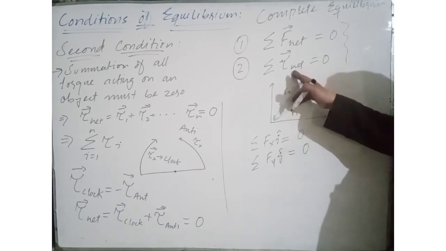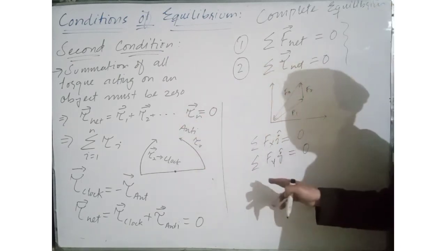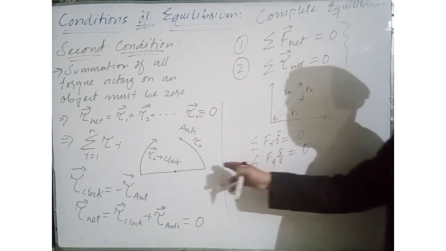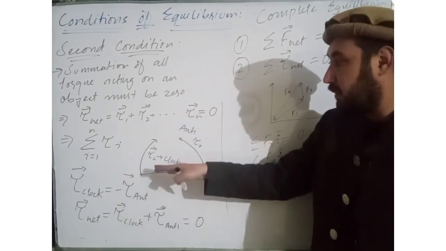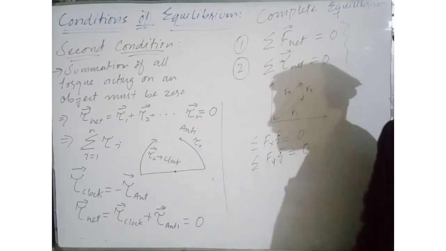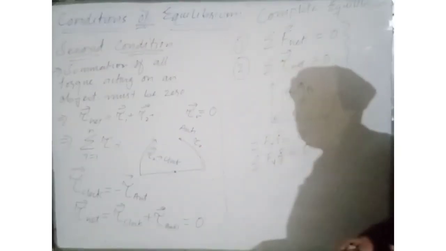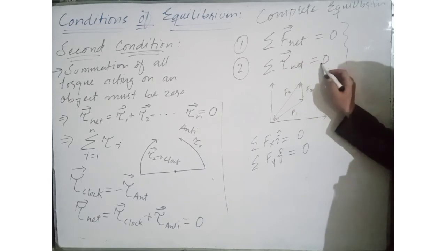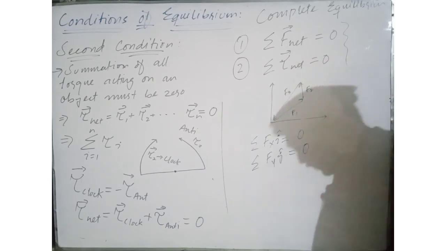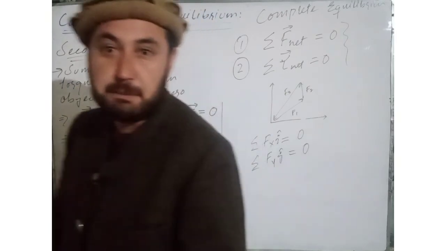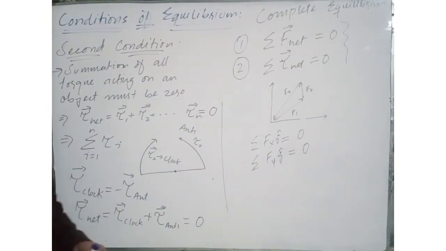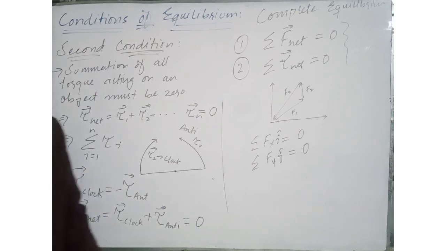Similarly, all the clockwise torque is equal to all the anti-clockwise torque. So the summation of all clockwise torque is equal to the summation of all anti-clockwise torque. We can shortly say that the net torque must be zero for maintaining complete equilibrium, right? So these were the two conditions necessary for equilibrium. I hope that you can solve problems related to these two conditions.